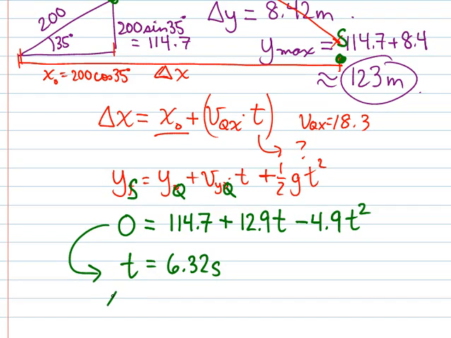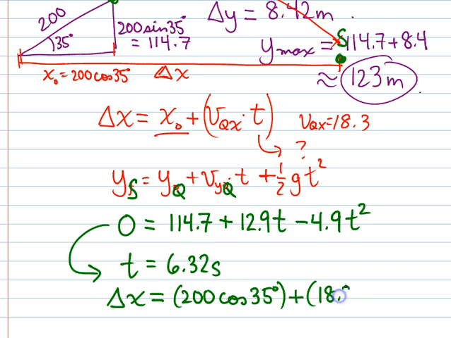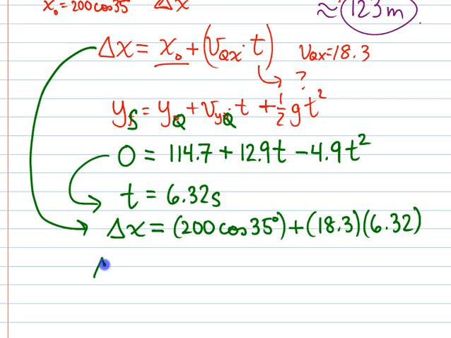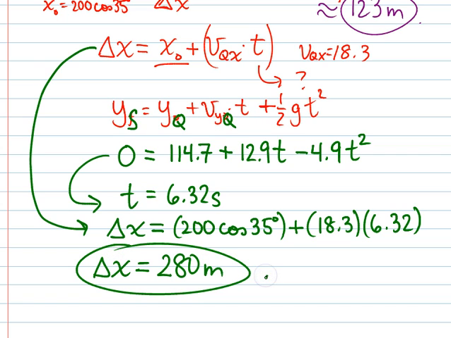So that means that my total distance traveled is x naught, 200 cosine 35 degrees, plus vQX, 18.3, times time. Again, I'm just plugging in to this equation. And so what that gets me for my final answer is about 280 meters.